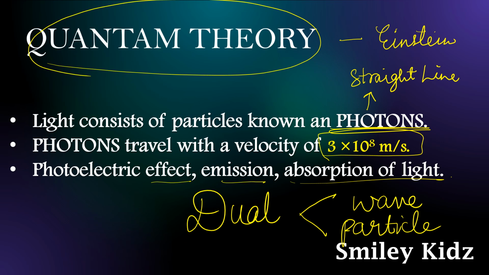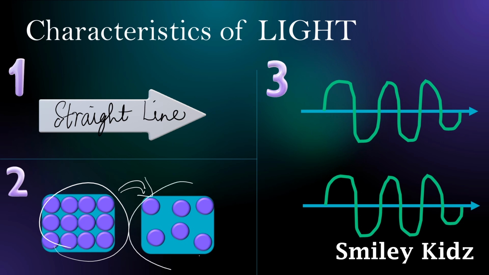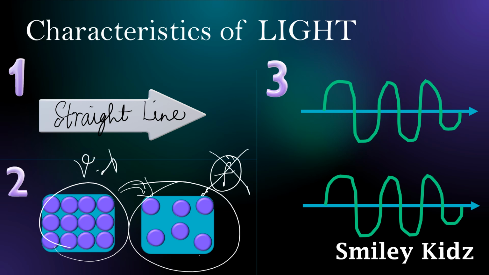Let's move ahead. What are the characteristics of light? First, light always travels in a straight line. Second, when light travels from one medium to another medium, the frequency of the light does not change but the velocity and the wavelength of the light will change. This means when the light is traveling from one medium, let's say solid, to another medium, let's say liquid, the frequency of light does not change while the velocity and the wavelength change.